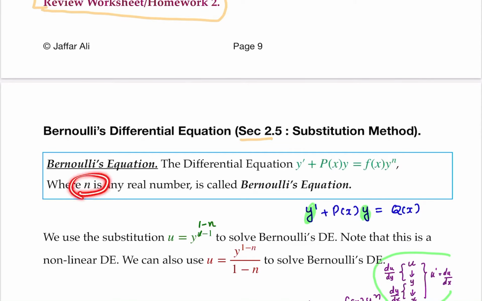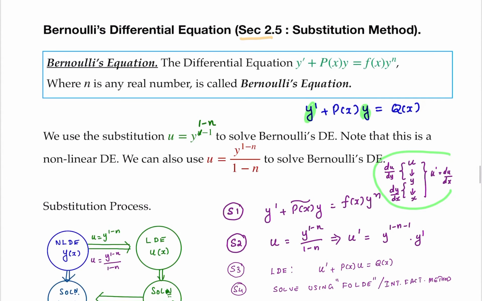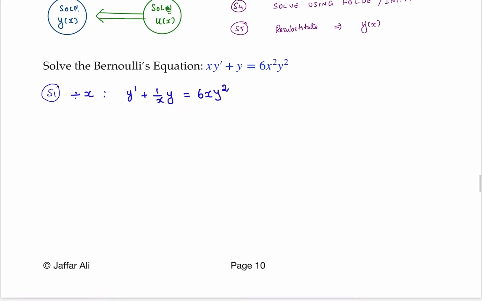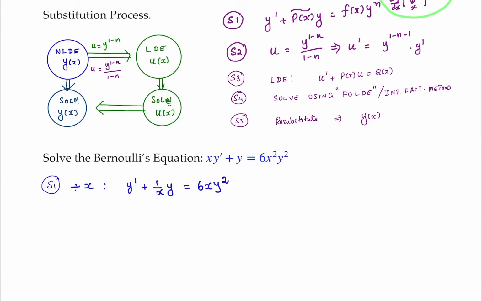That number is called the n, and that is the n that we are going to use right here, right? So let's do the second step. To do the second step, I should know my n. As I just said, the n right here is going to be this guy right there. So therefore n is equal to 2.